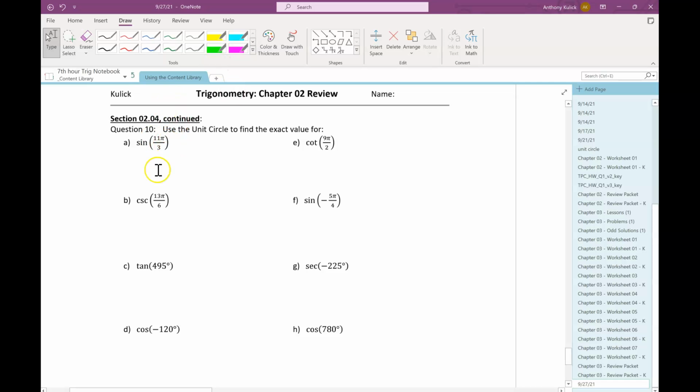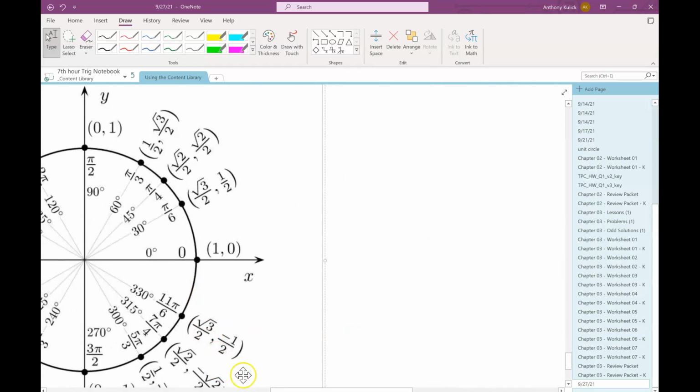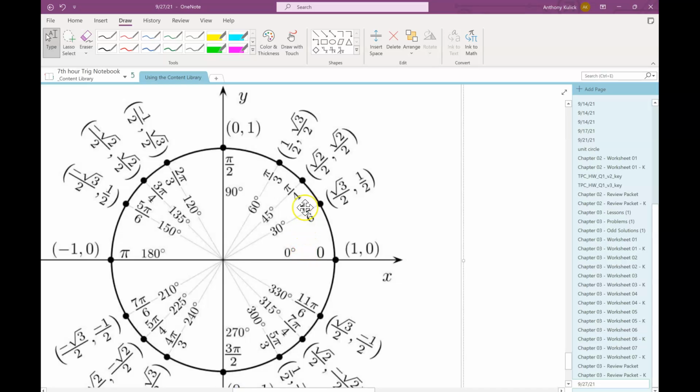So first thing I would do is go to my unit circle and see if I see 11 pi over 3. If I look around at my radians, I see pi over 6, pi over 4, pi over 3, and so on. I don't see 11 pi over 3 on here, right? Which tells me that, if I'm supposed to be using the unit circle, there should be something coterminal to 11 pi over 3 that's on the unit circle. 11 pi over 3 is a little bit over 3 pi, since 3 times 3 is 9, and 11 is a little bit more than 9.